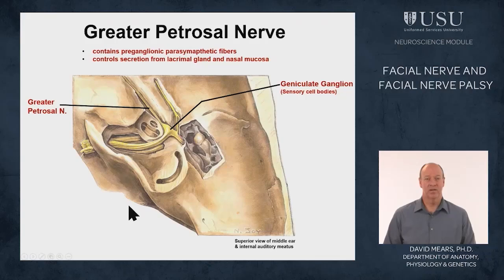So this is a superior view of the cranial fossae. We've cut away the petrous temporal bone so we can see into the internal acoustic meatus and into the middle ear.